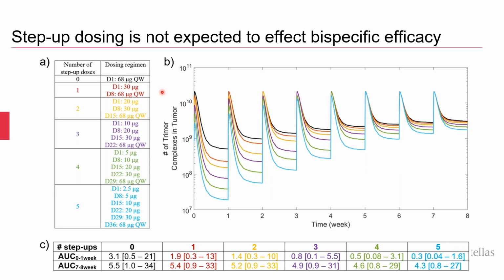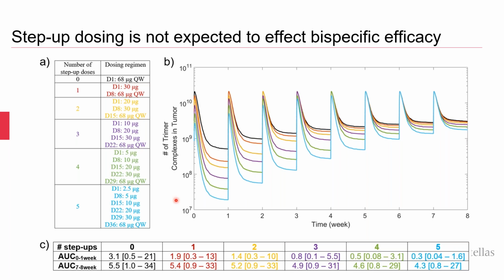One way that we can use this model to explore whether step-up dosing is going to affect our efficacy is by looking at the trimer formation within the tumor. This was a simulation looking at those step-up dose regimens, from flat dosing, 0 step-ups, up to 5 step-ups, and looking at that trimeric complex formation in tumor.